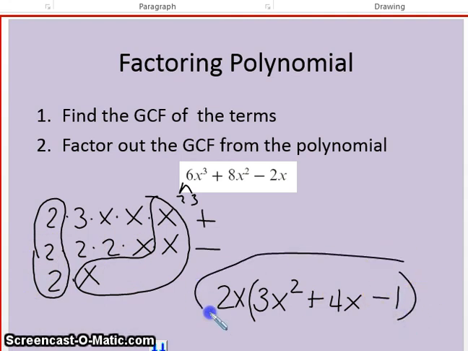Now this is the factored form of my polynomial. And if I were to distribute this 2x to each term inside the parentheses here, I would have 6x cubed plus 8x squared minus 2x.